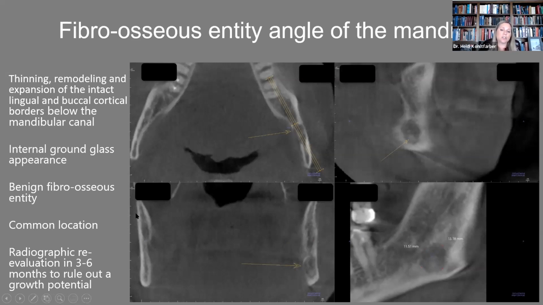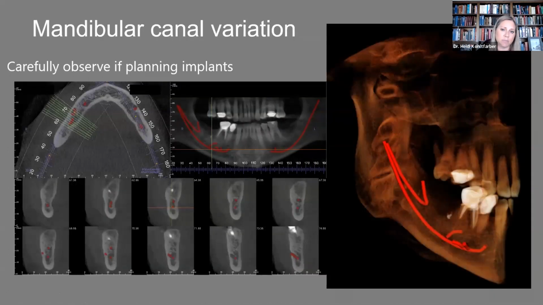If you are ever concerned about what this might be, which obviously these cases were sent to us for that exact reason, we would say reevaluate it in 3 to 6 months. We want to make sure that we rule out a growth potential. And so I would reevaluate that in 3 to 6 months. If it's really not changed in any size at all, then I would go ahead and say, yes, we do have our benign fibro-osseous entity or focal osseous dysplasia, and we don't really need to do anything about it. We might want to kind of check up on it from time to time. And certainly if the patient had any symptoms, we would want to get that looked at immediately.